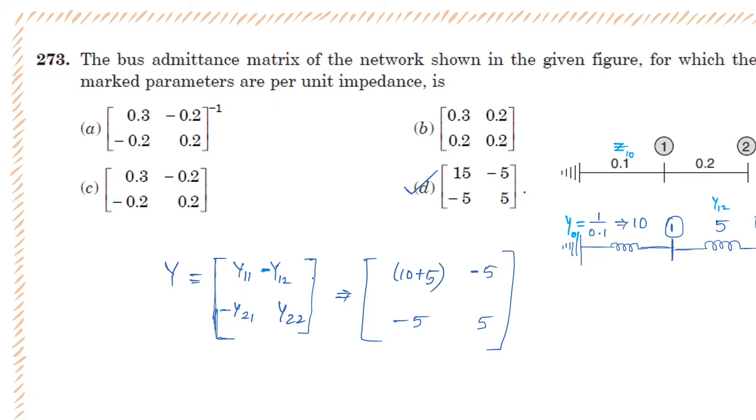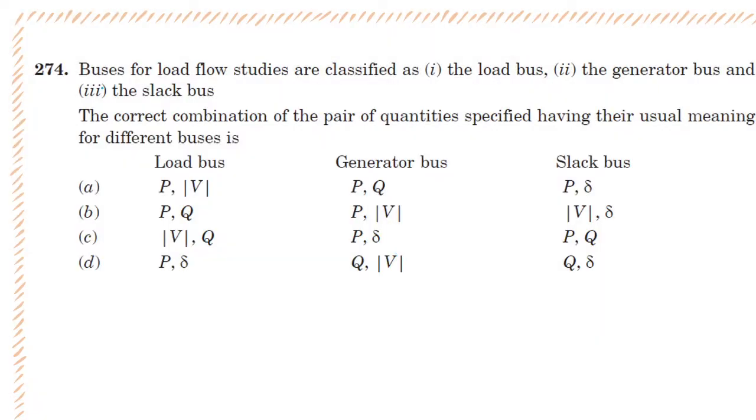Y11 is nothing but, what is Y11, guys? Y11 is nothing but all the admittances connected to the bus number 1, 10 plus 5, right? 10 plus 5. Y12 means 1 to 2. What is the admittance we have? We have 5, and we have a minus over here. But similarly, Y21 means between 2 and 1. Y22 means all the admittances connected to bus number 2, which is nothing but only 5, right? So therefore only 5, which is option number D. Okay, option D is the correct answer.